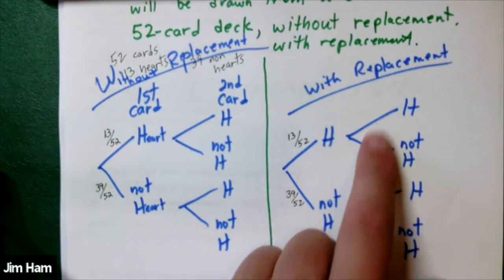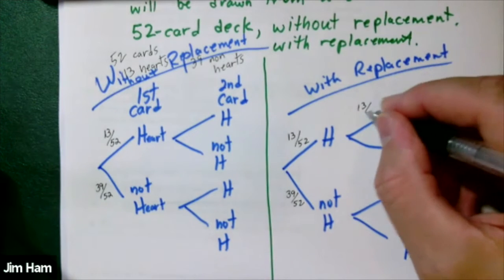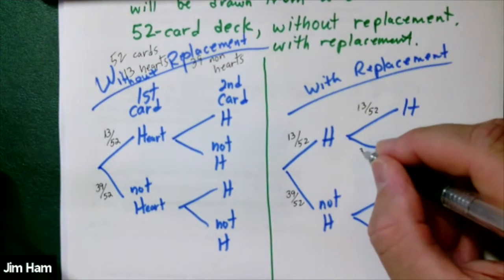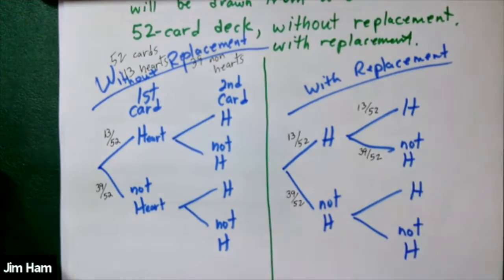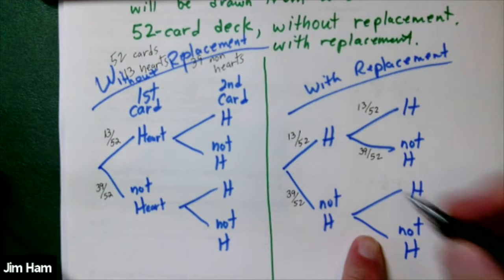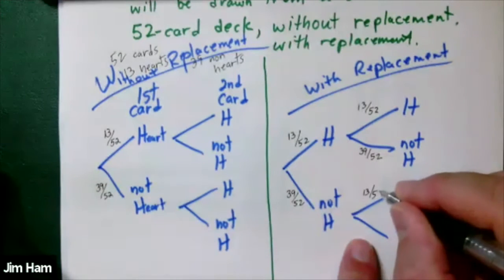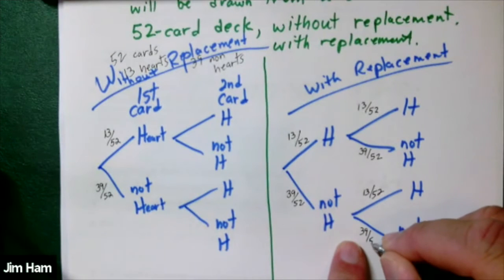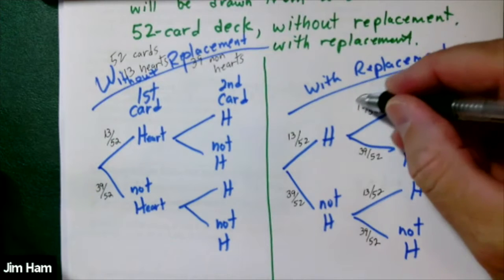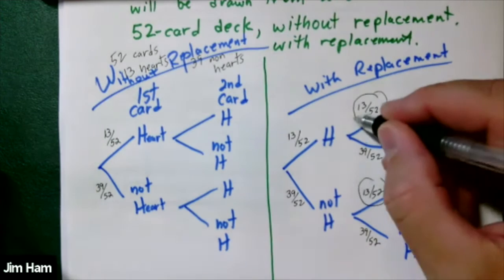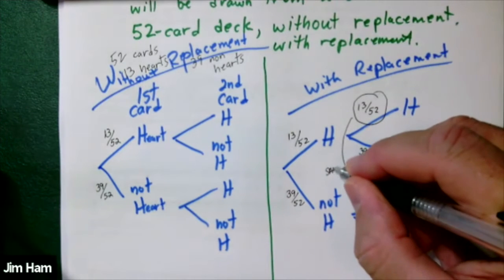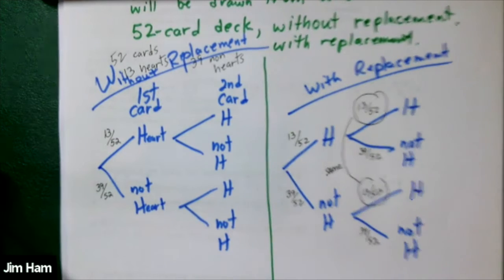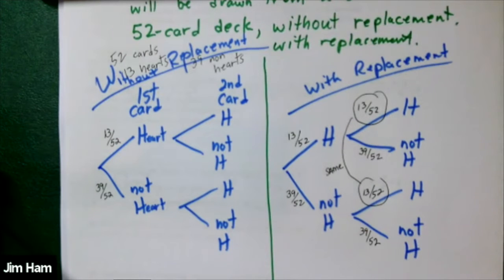Right, since we replaced the card, the probability is exactly the same, 13 out of 52 and 39 out of 52. It's like two draws from two different decks that contain 52 cards. The same thing down here, 13 out of 52, and then 39 out of 52. And so you'll notice that these two probabilities are the same. They do not change because of knowledge of what came first.